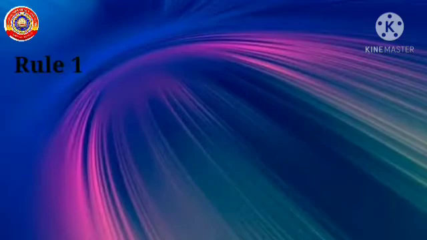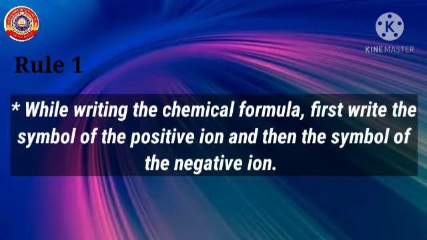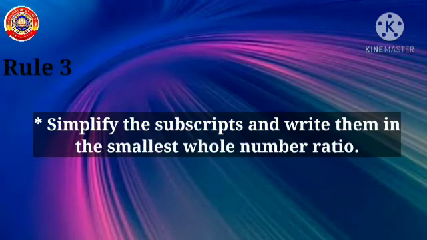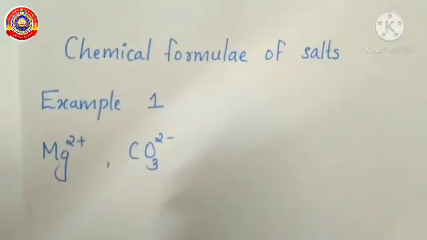Rule 1. While writing the chemical formula, first we should write the symbol of the positive ion and then the symbol of the negative ion. Rule 2. Write the numbers indicating the charge of each ion as subscripts after interchanging them. Rule 3. Simplify the subscripts and write them in the smallest whole number ratio. Now let's analyze these rules through some examples.